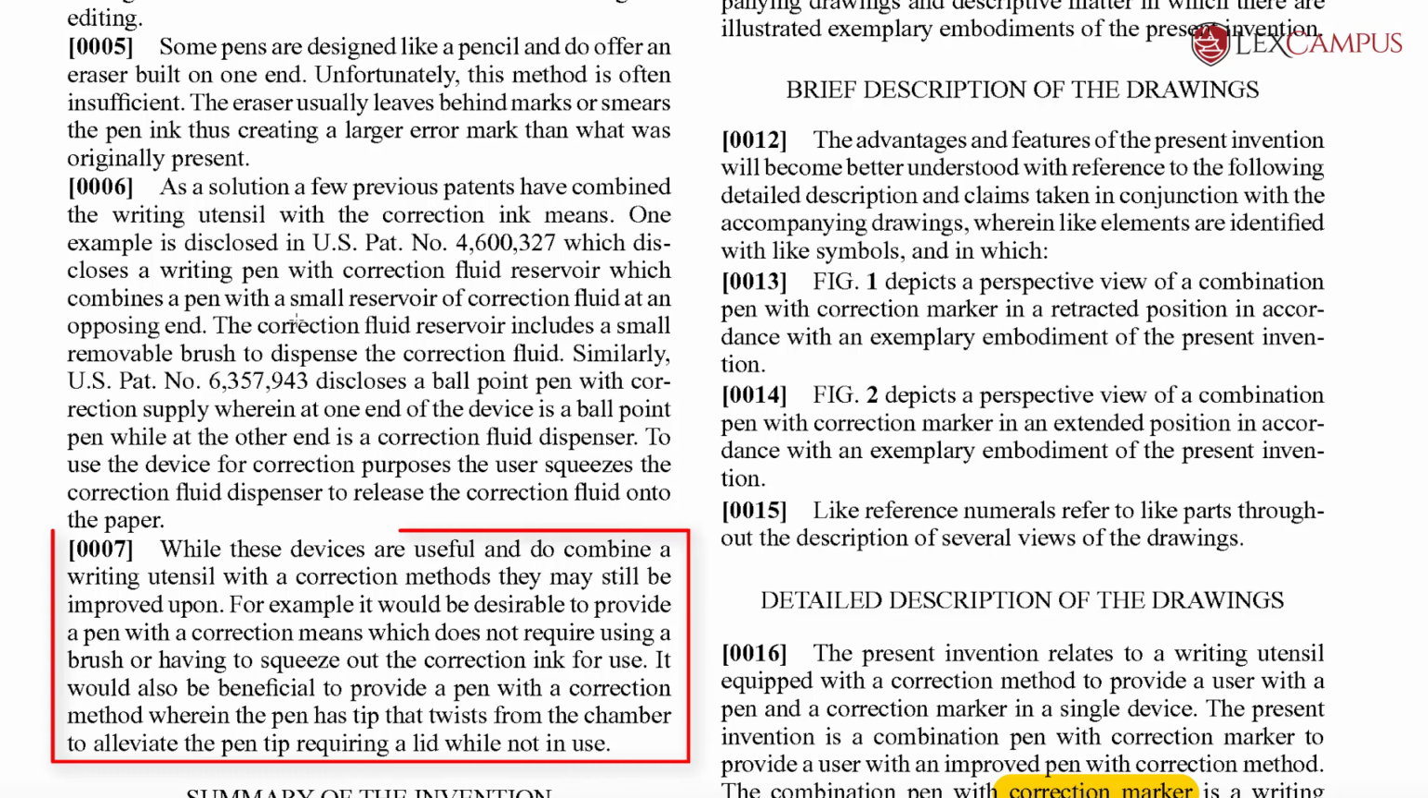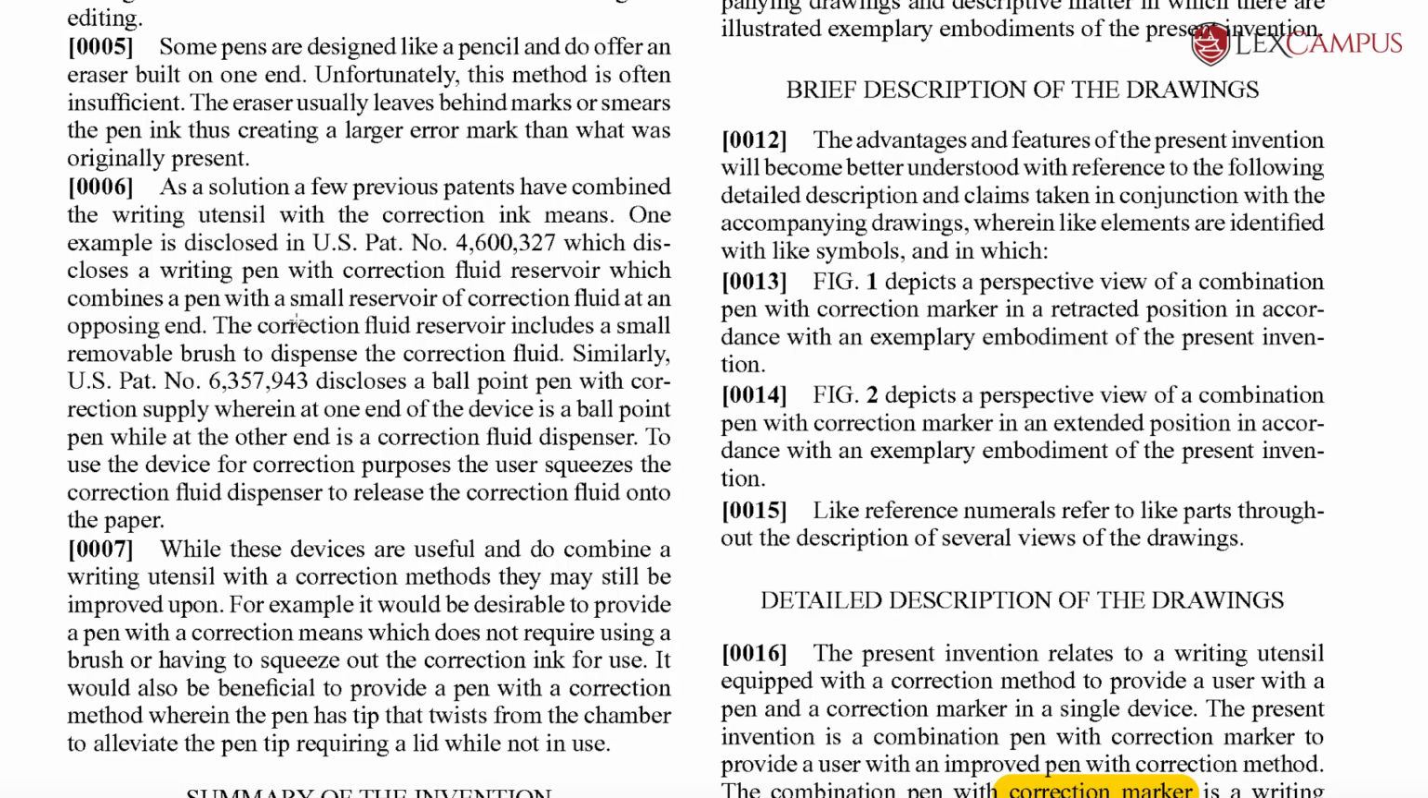While these devices are useful and do combine a writing utensil with correction methods, they may still be improved upon. For example, it would be desirable to provide a pen with a correction means which does not require using a brush or having to squeeze out the correction ink for use. It would also be beneficial to provide a pen with a correction method wherein the pen has a tip that twists from the chamber to alleviate the pen tip requiring a lid while not in use. Okay, so this is more of an improvement patent.